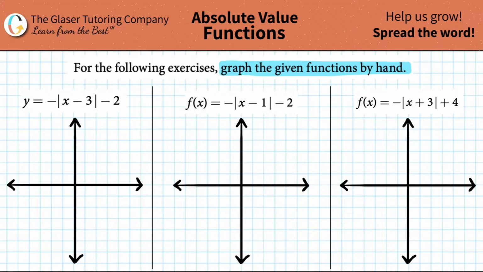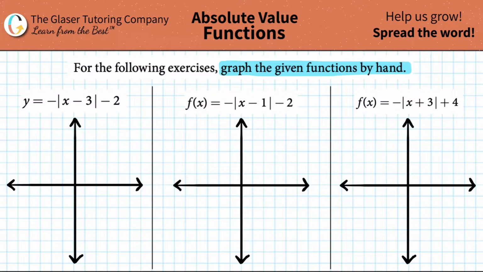So let's go. The first thing that all of these have in common, so let's just start with the first one. y equals the negative absolute value of x minus 3, minus 2. You're always going to start your graphs from your default graph. The default graph here, the simplest graph, is just y equals the absolute value of x. So you guys need to know what this graph looks like, okay? And this graph looks like a V.